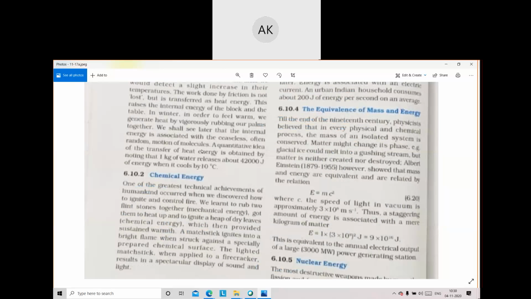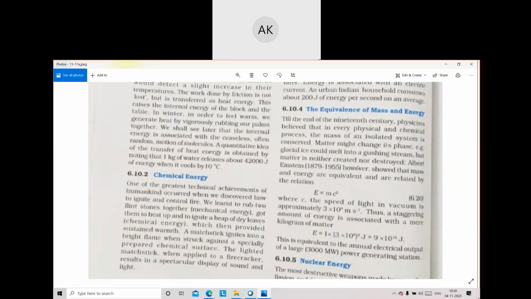Okay, the next, this is important. Equivalence of mass and energy. What is mass-energy equivalence? Have you heard of that? Einstein's mass-energy equivalence. Mass and energy are equated with a formula. E is energy, m is the mass, and c is the velocity of light. Very important principle. Albert Einstein showed that mass and energy are equivalent and are related by the relation E equals mc squared.